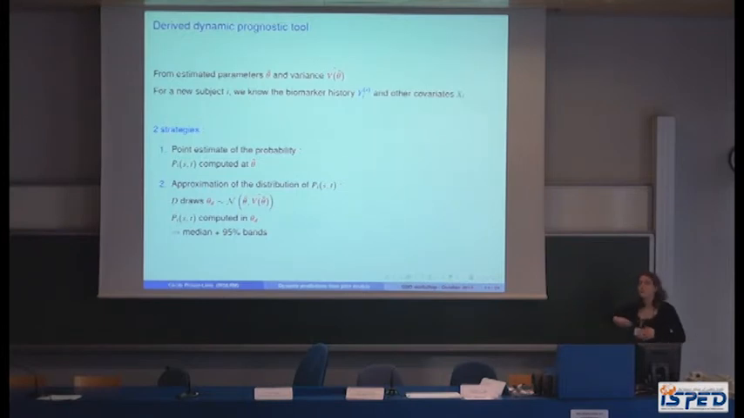And then we can compute those probabilities at each theta t. That way we will be able to have a point estimate using, for example, the median, and we will have 95% bands using the 2.5 percentile and the 97.5 percentile. And that way we can really appreciate the variability of the dynamic predictions.